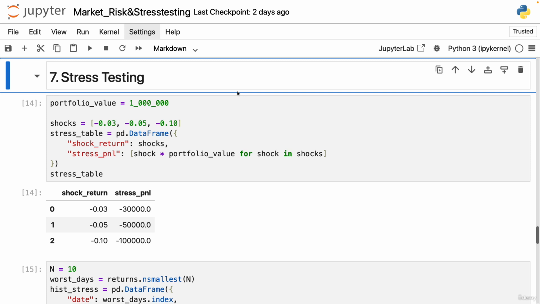The goal here is not realism in every detail, but clarity and interpretability. Let's look at the stress testing table on screen. The first column shows the assumed shock return expressed as a simple percentage move in the underlying market. A shock of minus 3% represents a moderate but adverse one-day market move. The second column shows the resulting stress P&L obtained by scaling the shock by portfolio value.